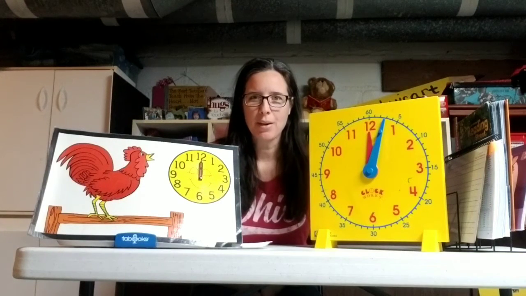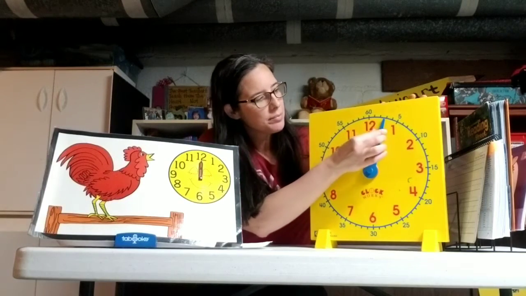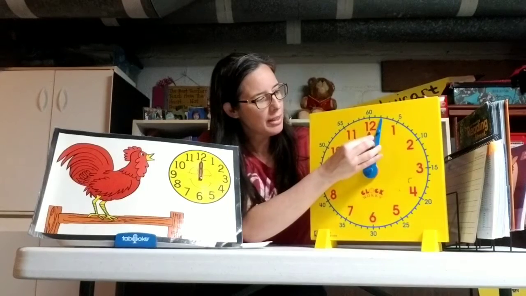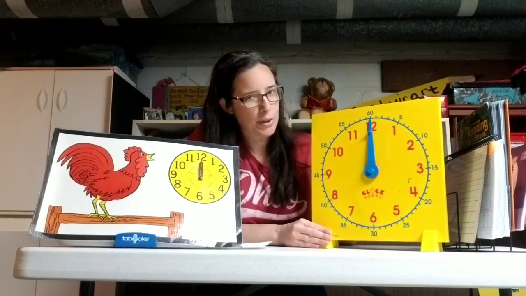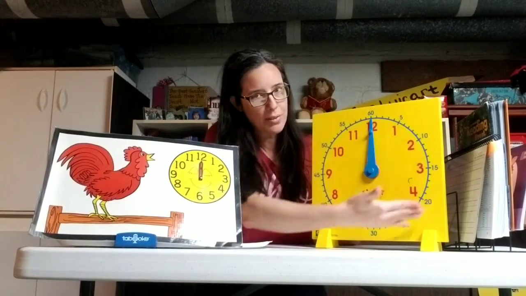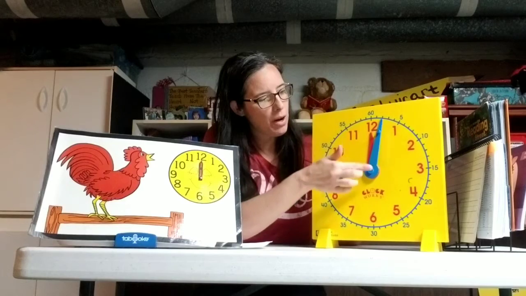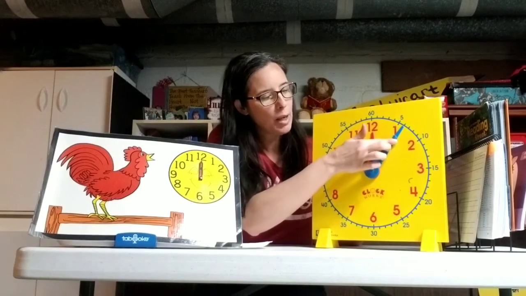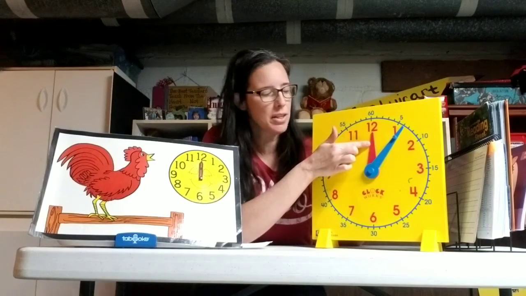Today we are going to talk about time to the hour. In front of me, I have a clock. It is a teaching clock, and on this clock, you will see numbers. This is called the clock's face. On it, you have the numbers to 12. Then you also have the minute hand, which is long, and you have the short hour hand.